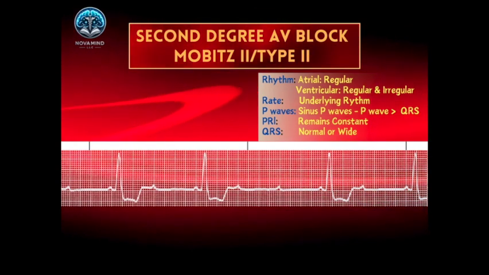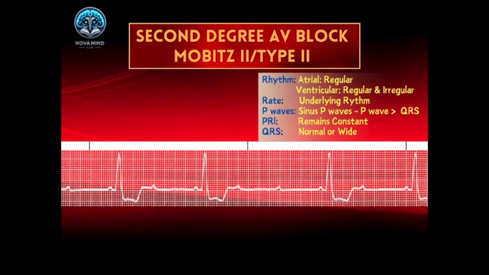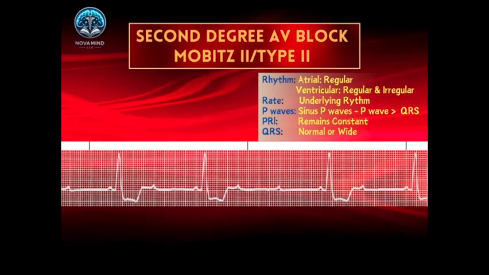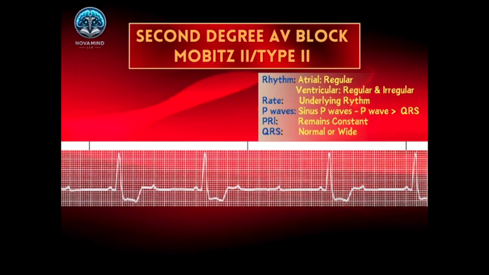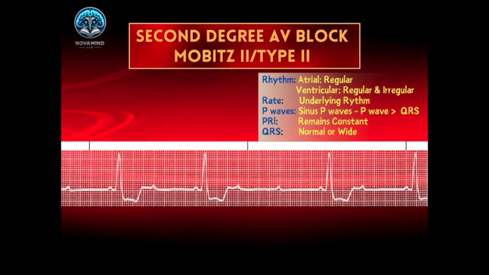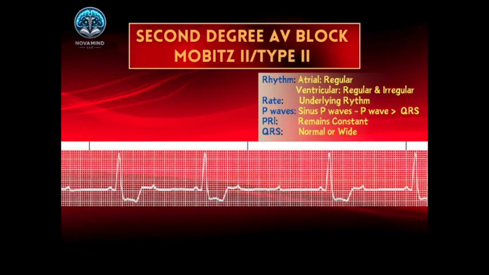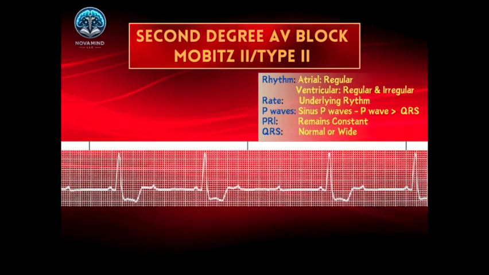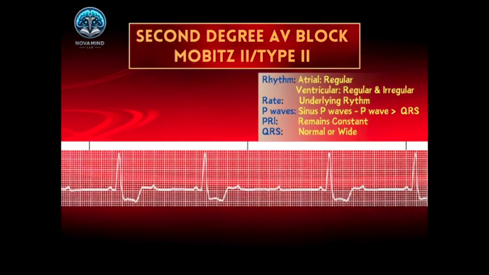In Mobitz II, we typically see a regular atrial rhythm because the sinus node is firing consistently. However, the ventricular rhythm is often irregular due to intermittent drop beats, where certain atrial impulses are not conducted to the ventricles.